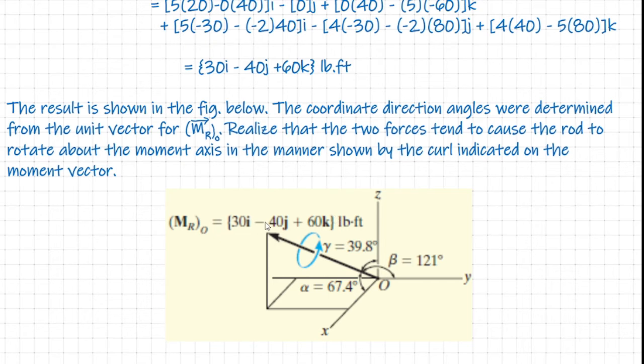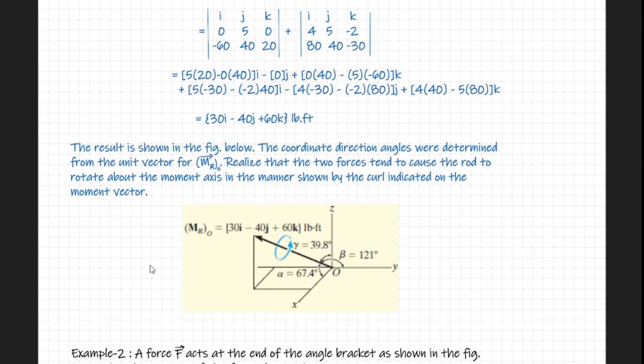From this vectorial format, it is very simple again. What you need to do is point the thumb of your right hand in this particular direction. Obviously, to have your thumb directed in this direction, you have to fold the fingers of your right hand in the anti-clockwise direction, indicating that this moment vector M_RO produces an anti-clockwise or counterclockwise turning effect about the point O. So this is all about example number 1.